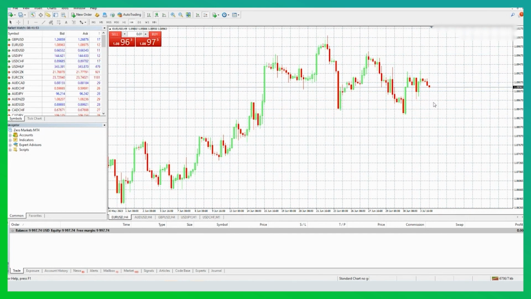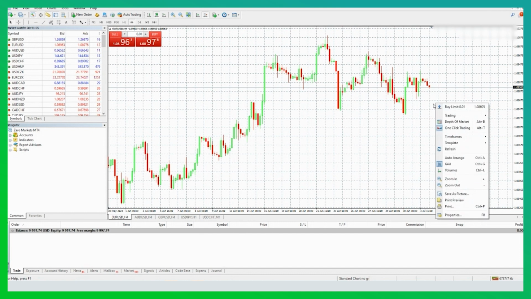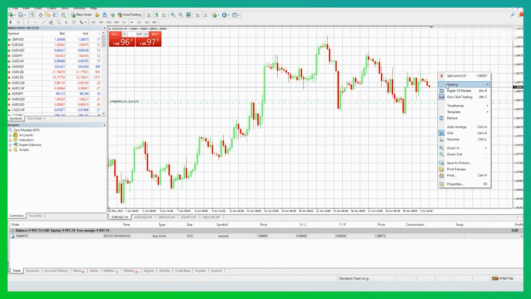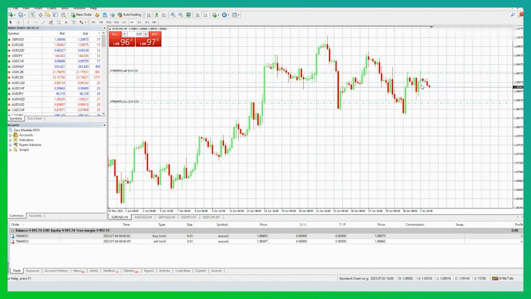Tip 5. Pending orders and alerts. Simply by right-clicking on the chart below the market price, create a buy limit pending order. You also have the option to create a sell stop order or just set up an alert. A sell limit order or buy stop order can also be done by right-clicking above the market price.